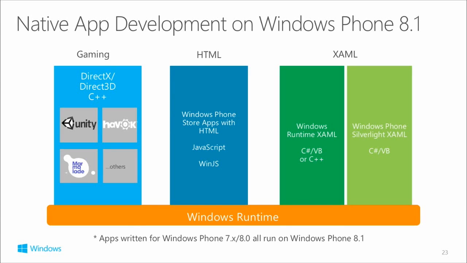And in the next sessions, 2 through 8, which will come after this, we're going to be focusing on that dark green box there, the Windows Runtime XAML. If you're not seeing that, that's all right. There we go. The dark green box there, the Windows Runtime XAML.